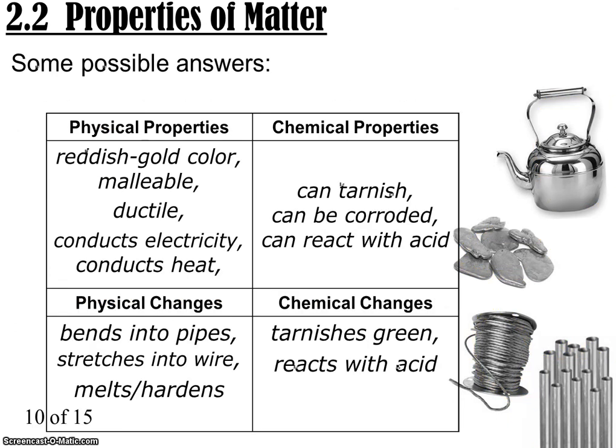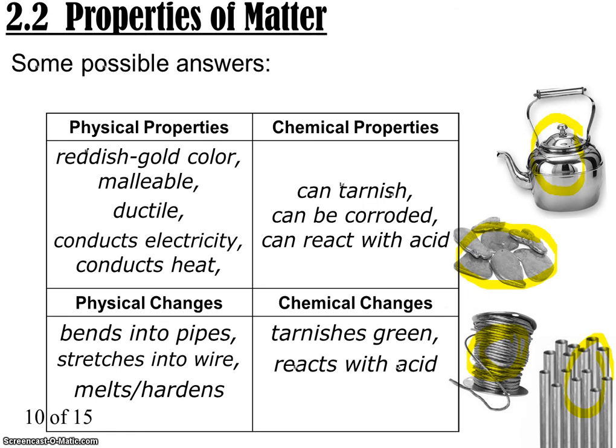And some examples would be copper is sort of a reddish gold color. It's malleable. It's ductile, which means it can be stretched out. It conducts electricity, which is why it's excellent as copper wiring. And it can also conduct heat, which makes it obviously a good use for the tea kettle. And so physical changes are that you could bend it into a pipe. You could stretch it into a wire. And it also melts when you heat it up and hardens when it cools down. So you can turn it into pennies, for example. So those are all useful physical properties of copper.